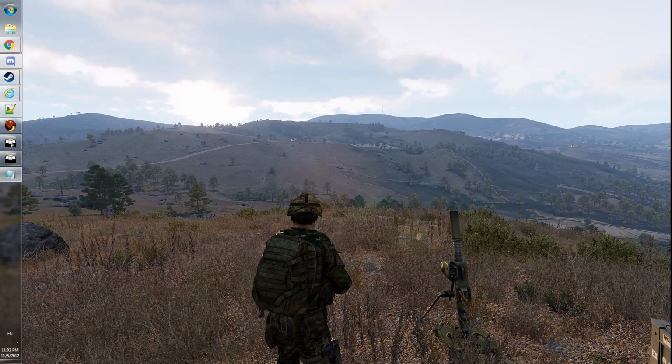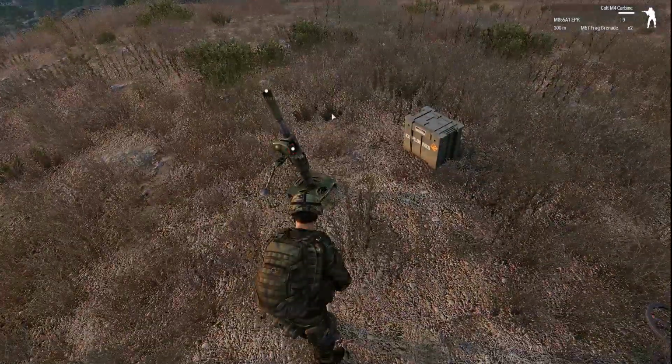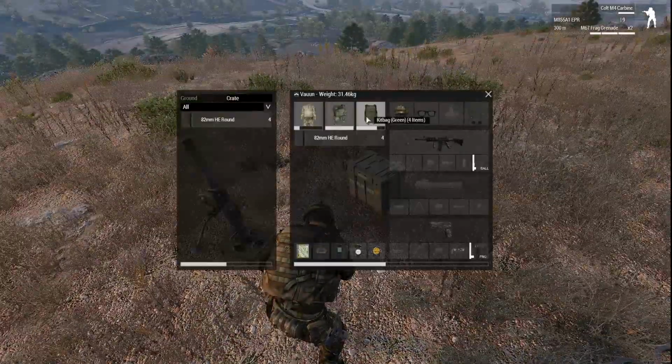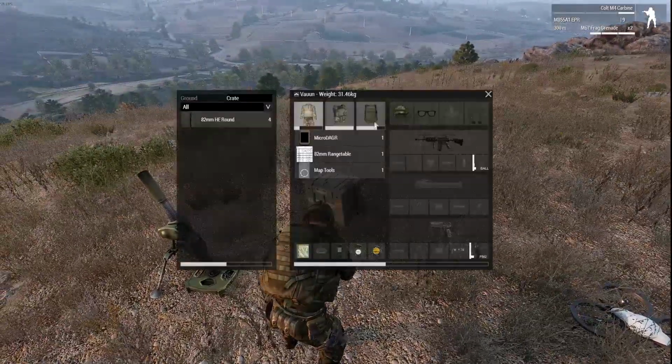My air resistance is disabled. I've obviously disabled the artillery computer. I've left the Mk6 compass enabled, and I have enabled ammunition handling, which I will explain in a moment. Ammunition handling is why I had to take mortars out of this box and put them into my backpack.